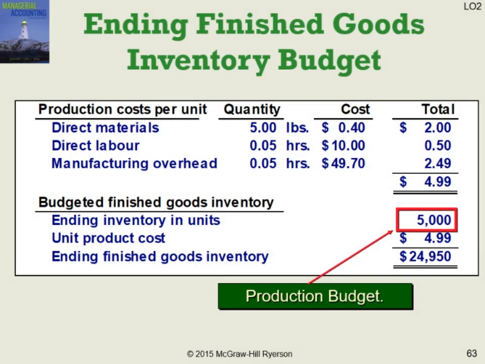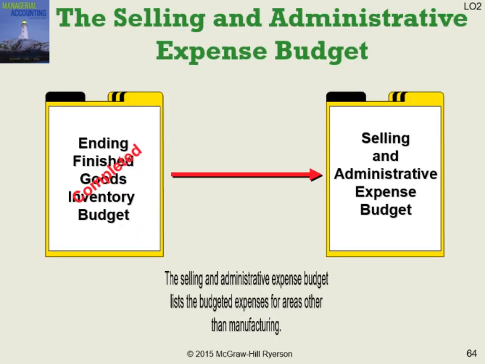So we take a look at our ending inventory. We want 5,000 units, and that's taken directly from the production budget. We calculated that earlier. So the ending finished goods inventory for our balance sheet purposes, our budgeted balance sheet, would show ending finished goods inventory of 24,950.